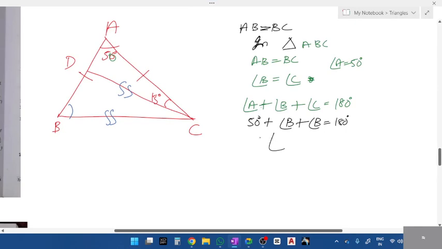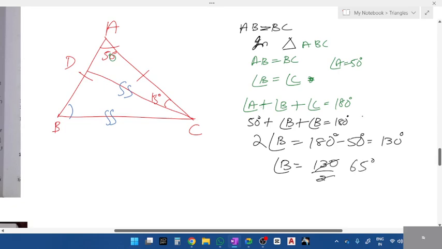Okay, what is angle B, students? 2 into angle B is equal to 180 minus 130. So what is angle B? 130 divided by 2. Complete this. This is how you're supposed to write.